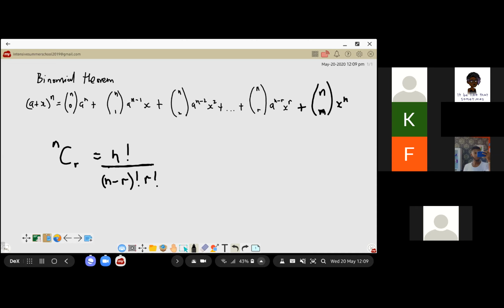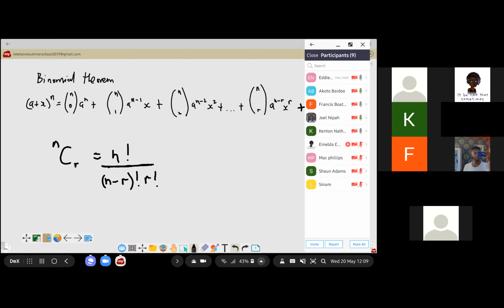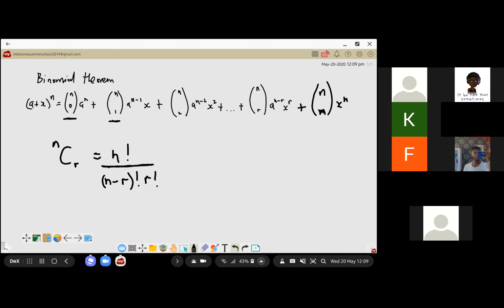Are you okay? Are you there? So based on the combination method, I'm trying to do n combination 0, n combination 1, n combination 2. I'm using it to bring another binomial theorem formula for you to know. So we are going to do n combination 0, but before I explain it very well, I just want to use a typical example.